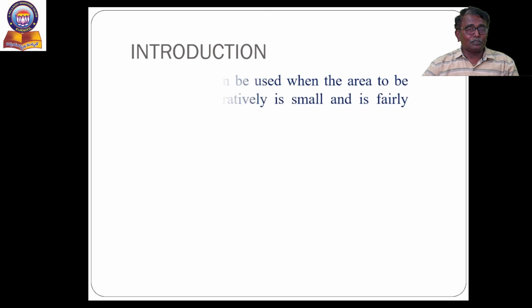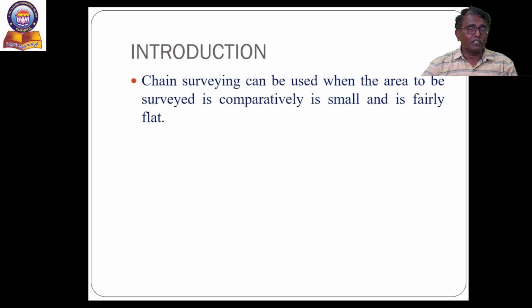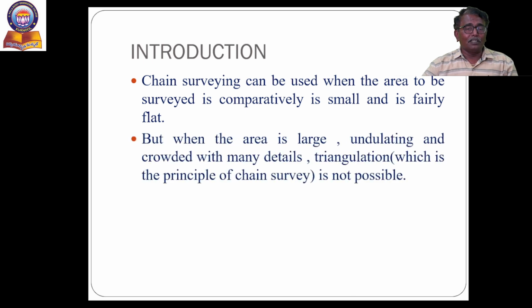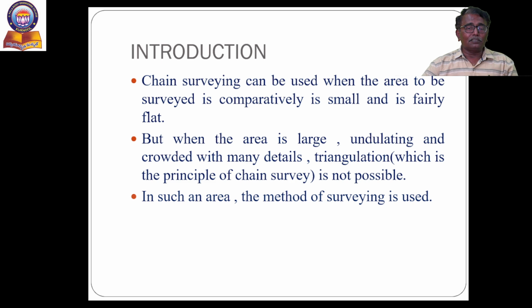Introduction. Chain surveying can be used when the area to be surveyed is comparatively small and fairly flat. But when the area is large, having undulations and crowded with many details, then triangulation, which is the principle of chain surveying, is not possible. In such an area, the method of compass surveying is used.